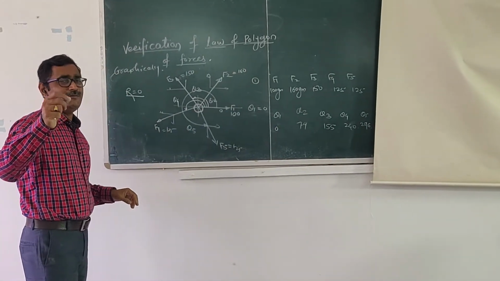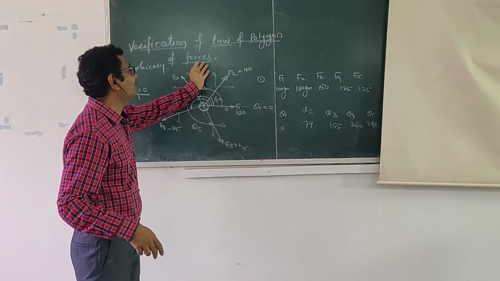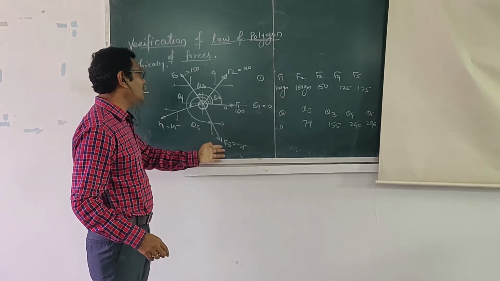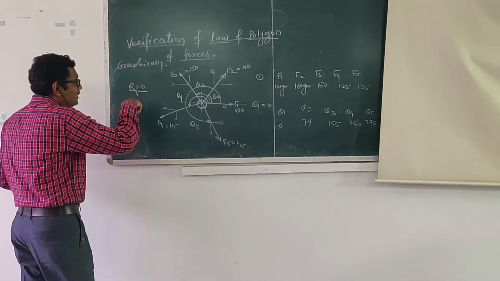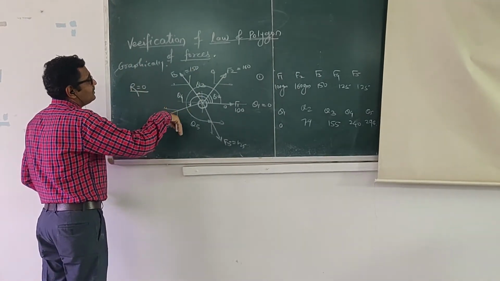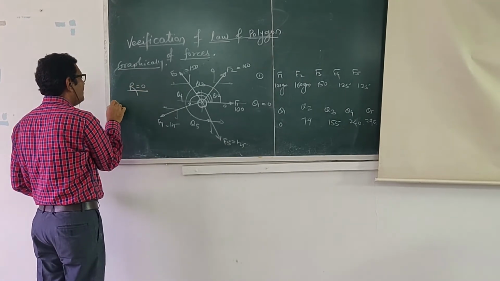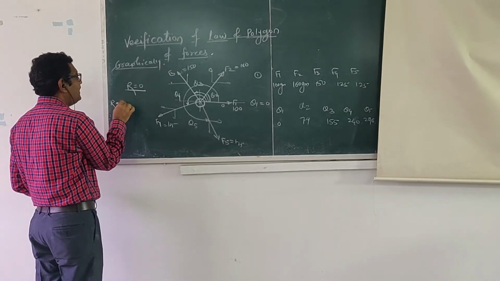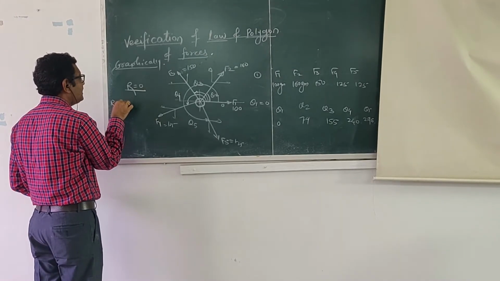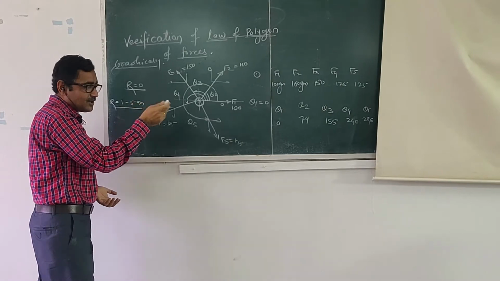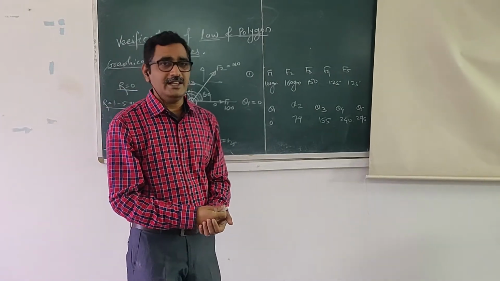Even if you are getting some resultant, it will be very small as compared to the applied forces. If the applied forces are 100, 125, 160 gram, then even if some experimental errors are there, graphically or analytically the resultant will be very small, maybe 1 gram to 5 gram. This is because of the experimental error.